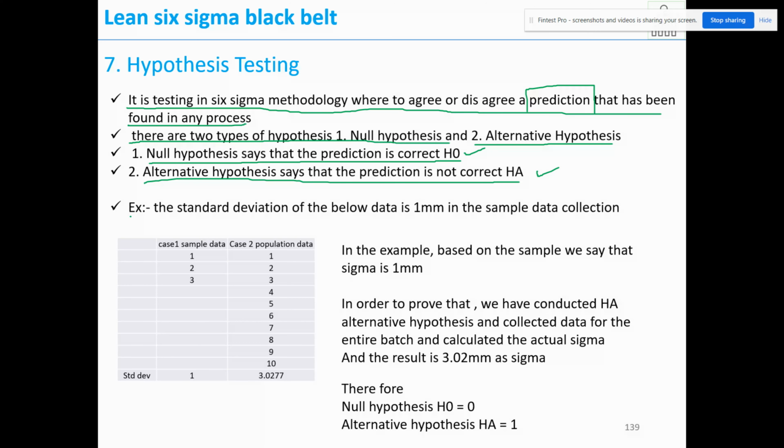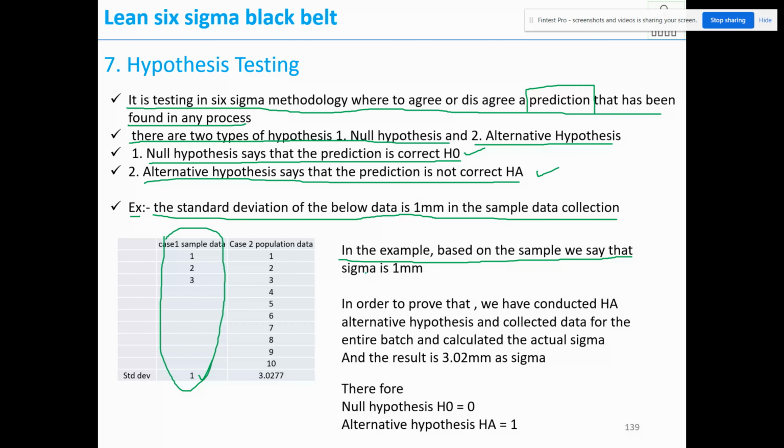Now, for example, the standard deviation of the below data is 1 mm in the sample data collection. So in the sample data collection, my standard deviation is 1 mm. You can see here, based on the sample, we say that sigma is 1 mm. This is my statement. I'm saying the standard deviation is 1 mm. Now, in order to prove that, we have conducted HA, the alternative hypothesis, to prove that the standard deviation is not 1 mm.